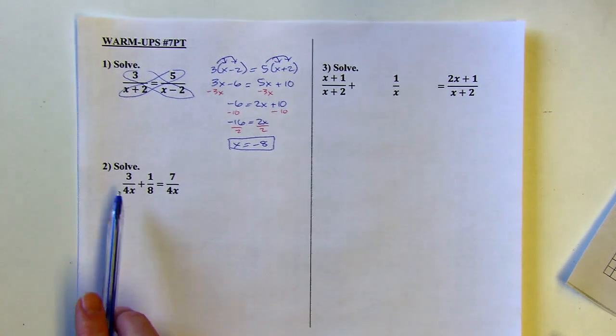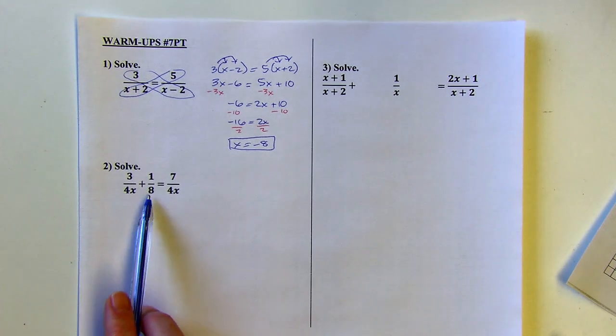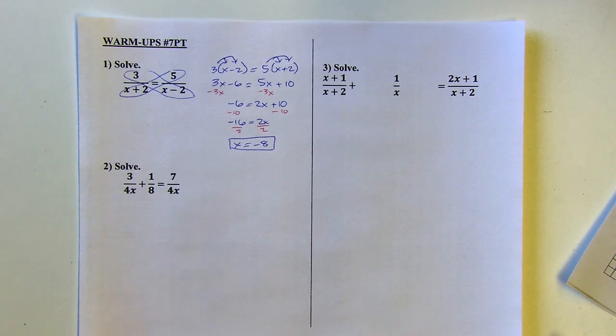Okay. So I could multiply this first fraction by 2 over 2, and that one by x over x, and that one by 2 over 2. And that's totally fine. There's another way to do this, which would be to multiply each fraction by the common denominator, and that should clear out all of the fractions. So that's what I'm going to do.